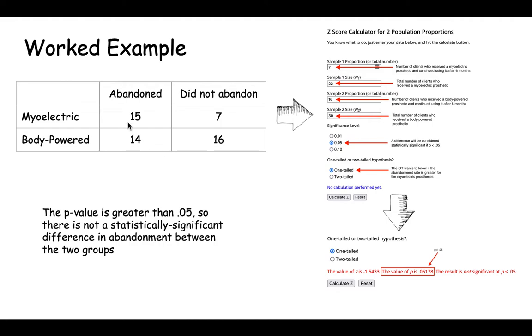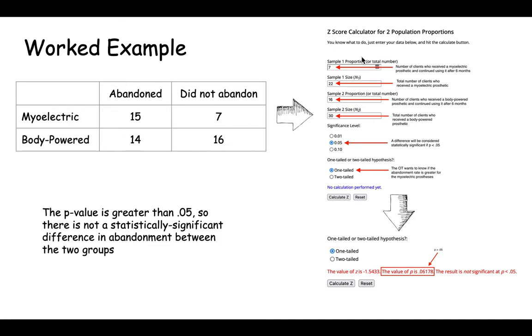prosthetic, and what you find is that 15 of the myoelectric prosthetic users abandoned their device and 7 didn't. 14 of the body-powered prosthetic device users abandoned their device and 16 didn't. So clearly, there is a difference between these two groups. Is that difference statistically significant?